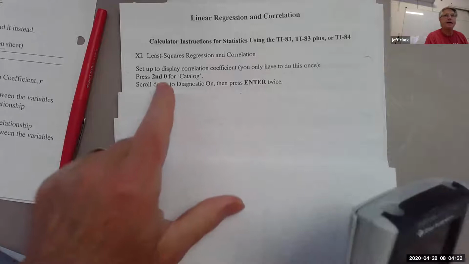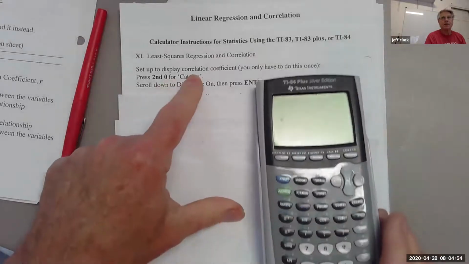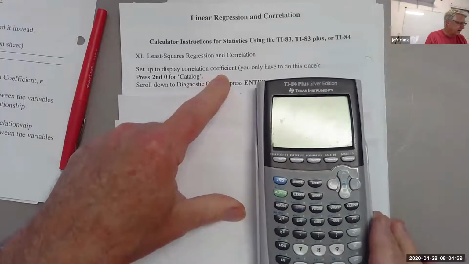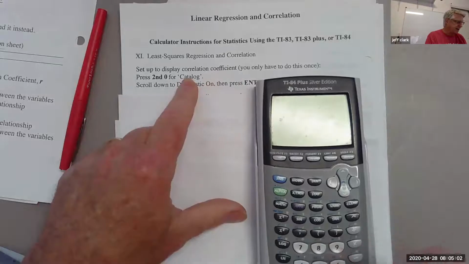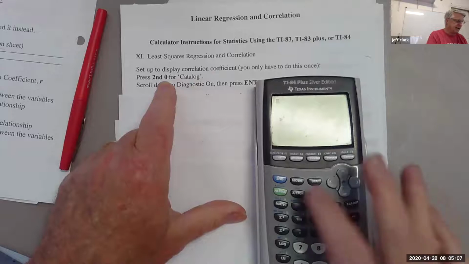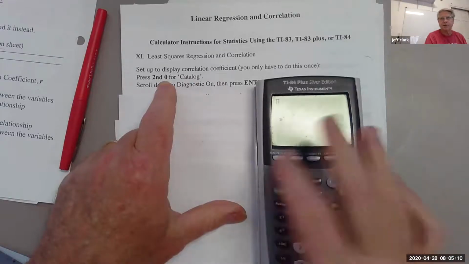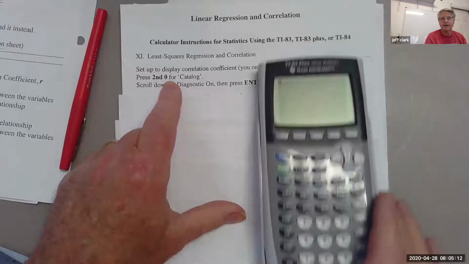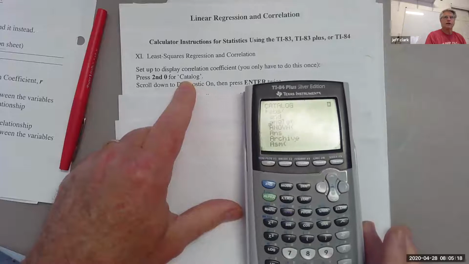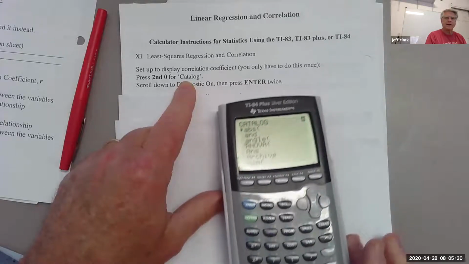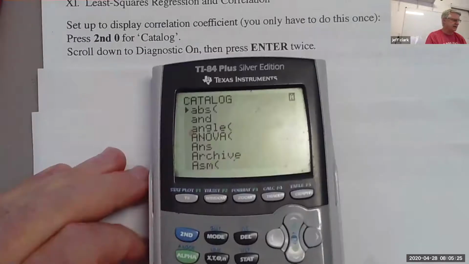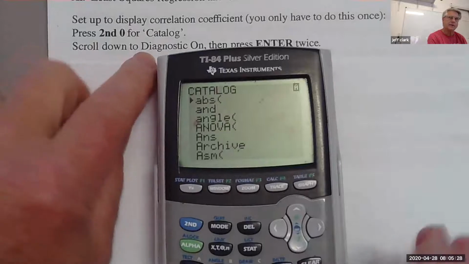So to set up a display to display the correlation coefficient, and you only have to do this once, turn on your calculator, press second, which is the blue, and the digit 0, which is down here, and you can see in blue it says catalog. So press second, catalog. Then scroll down to where it's called diagnostics on. I'm going to zoom in here so you can see this. I want diagnostics on, and it's alphabetical, so here's the A's first.